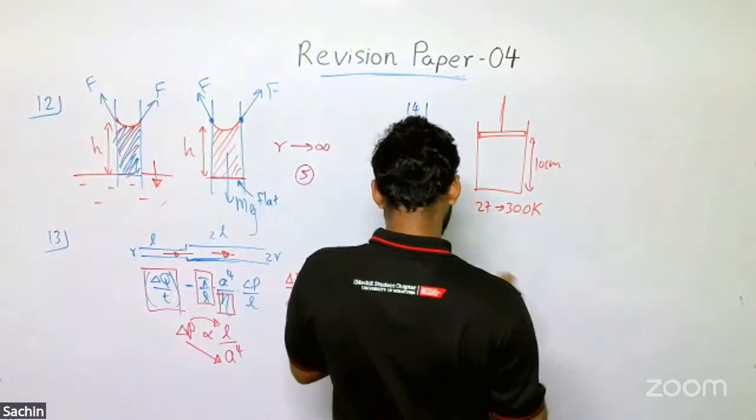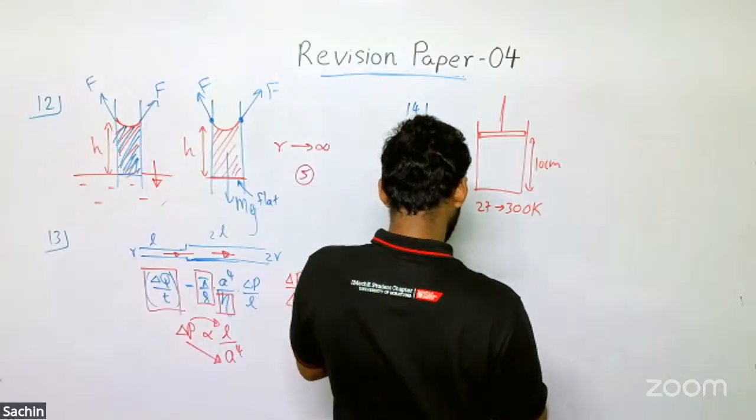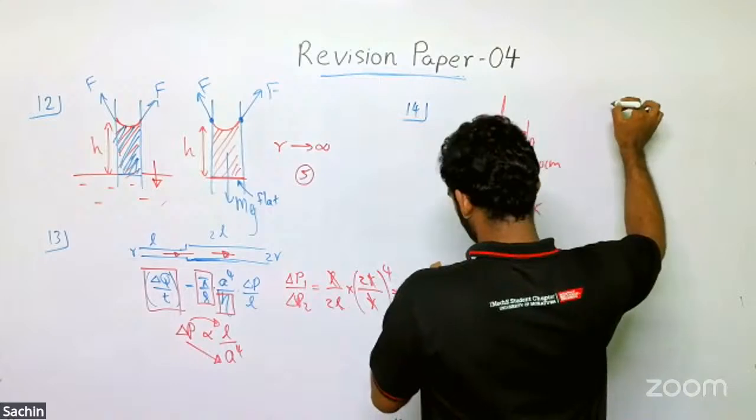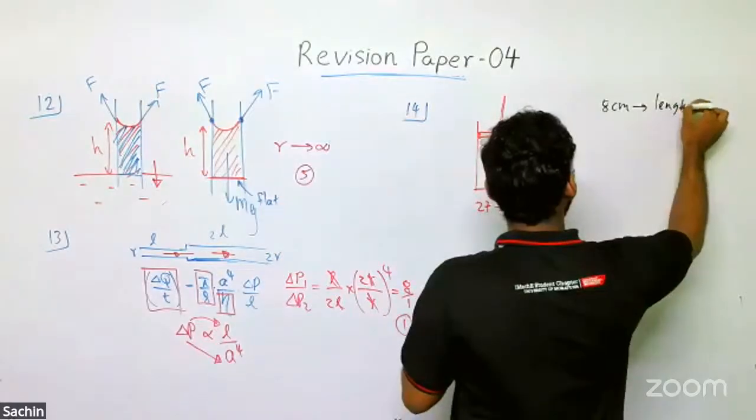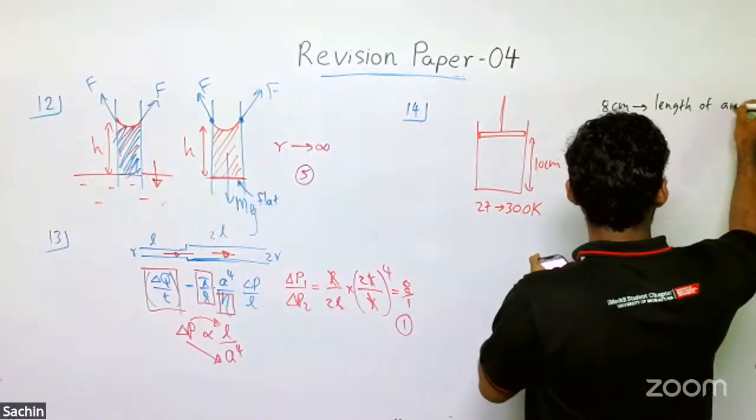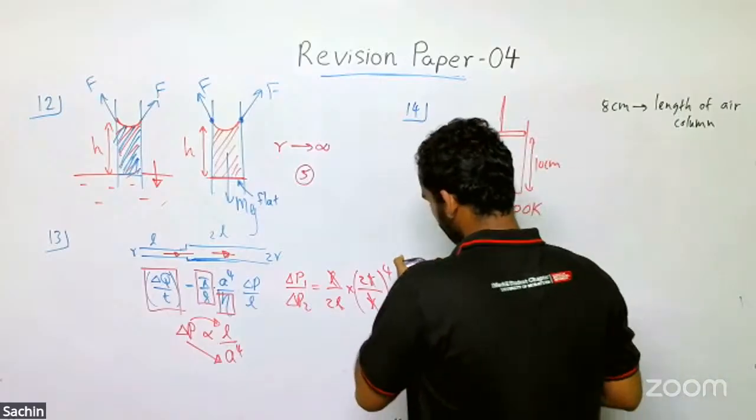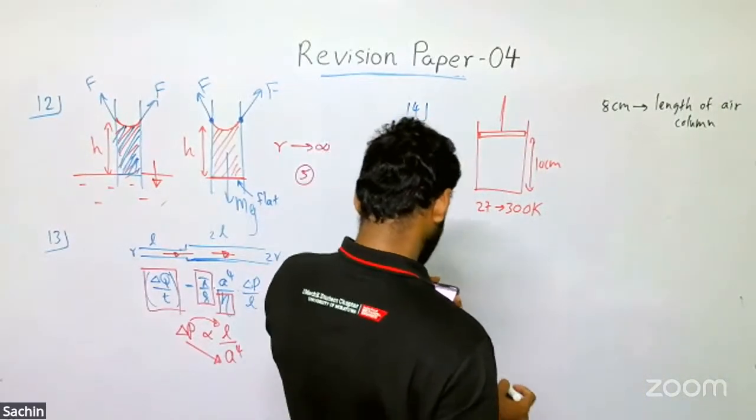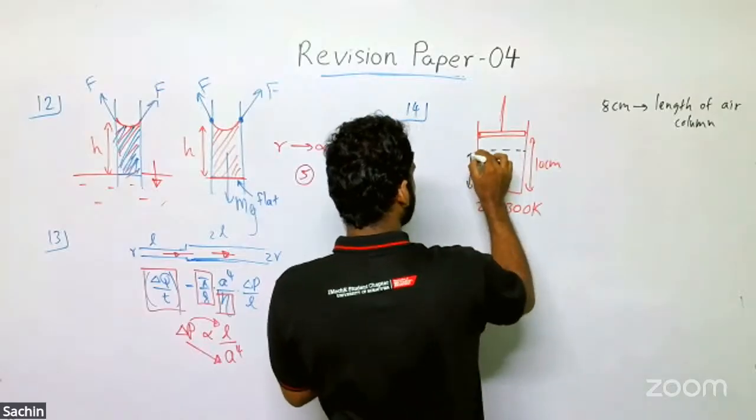There is a mistake about this question. This should be changed to: when the piston is moved until the air column length is 8 centimeters. So this 8 centimeter should be the length of the air column. That does not mean the piston is moved by 8 centimeters. Okay, now it's fine.